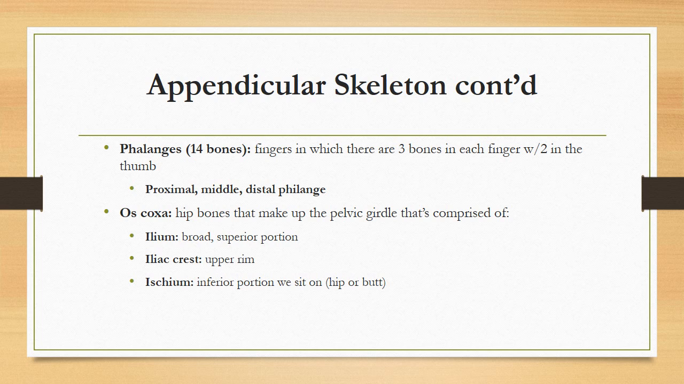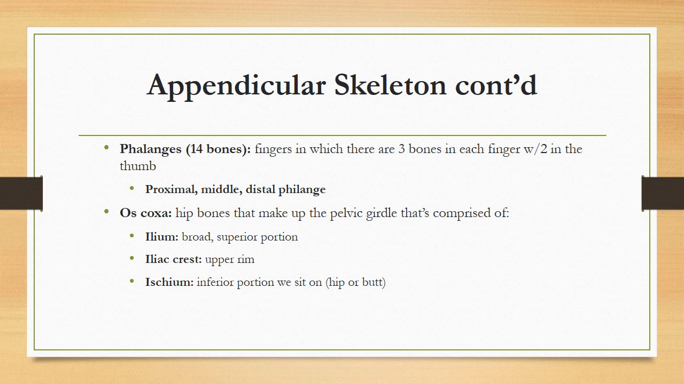Your phalanges are 14 bones, and they're fingers, in which there are 3 bones in each finger with 2 in the thumb. So think about your fingers and how you have the lines on them, and you have 1, 2, and 3. Yes, those are your 3 bones, and you have 2 in your thumb. So those are your phalanges. And you have the proximal, middle, and distal phalanges. Then you have your os coxa.